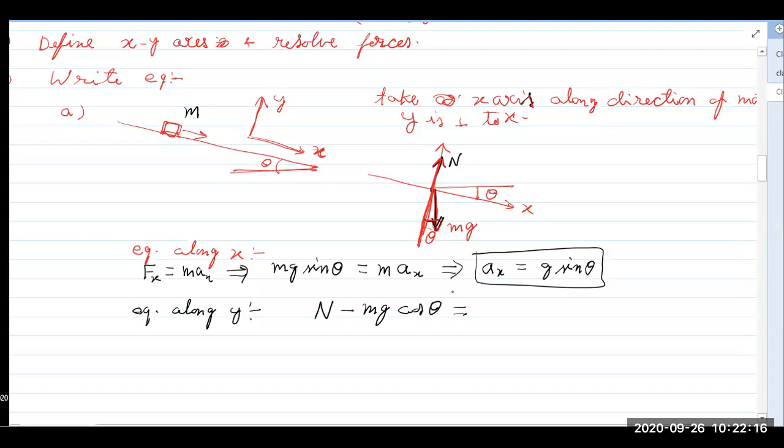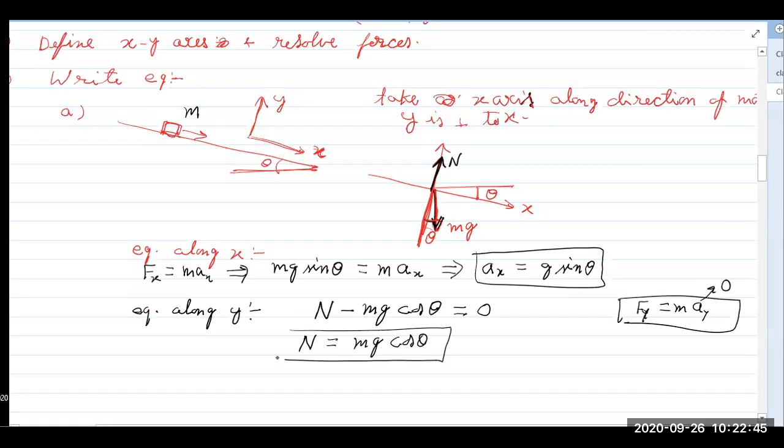And since the object is not accelerating in the y direction, it will be equal to 0. Actually, where is this coming from? This is coming from F_y equal to m a_y, and a_y is 0. The object is not accelerated along the y direction; along the y direction, it is not moving. So F_y will be equal to 0. So the normal will be equal to mg cos theta. So you can directly find the value of the normal like this.